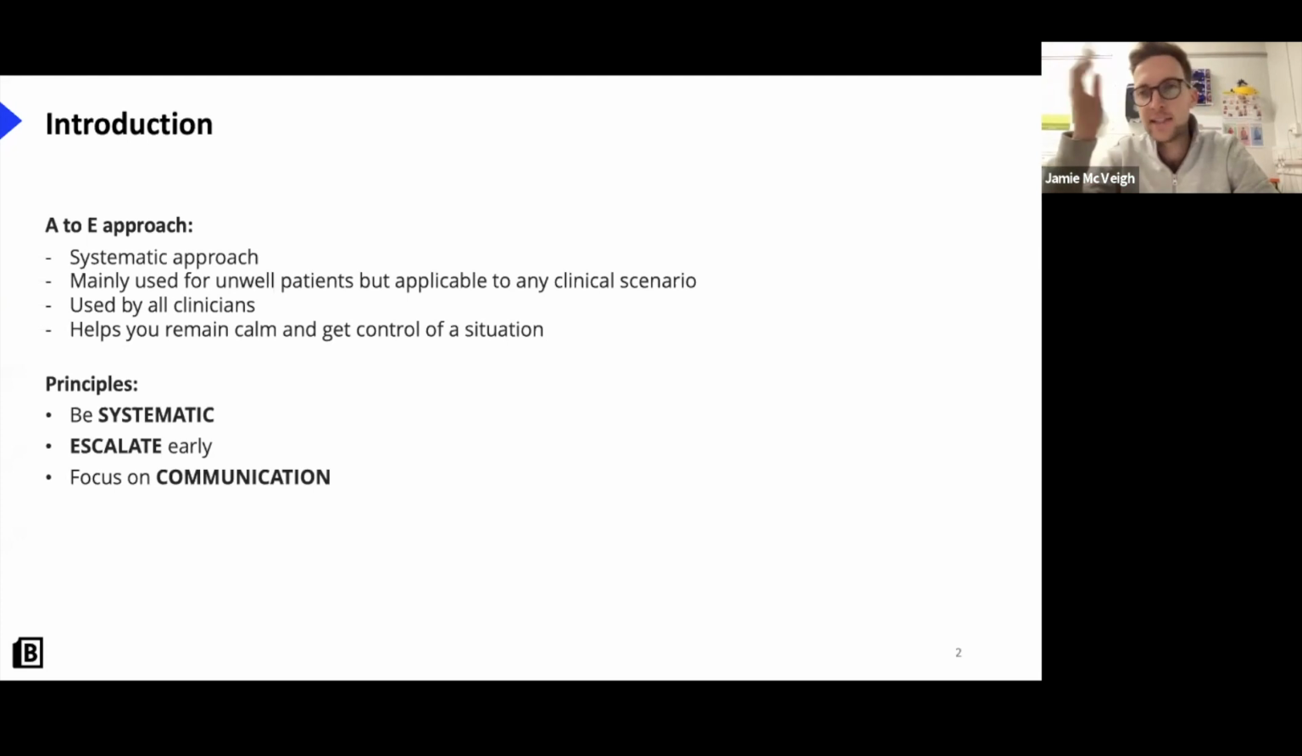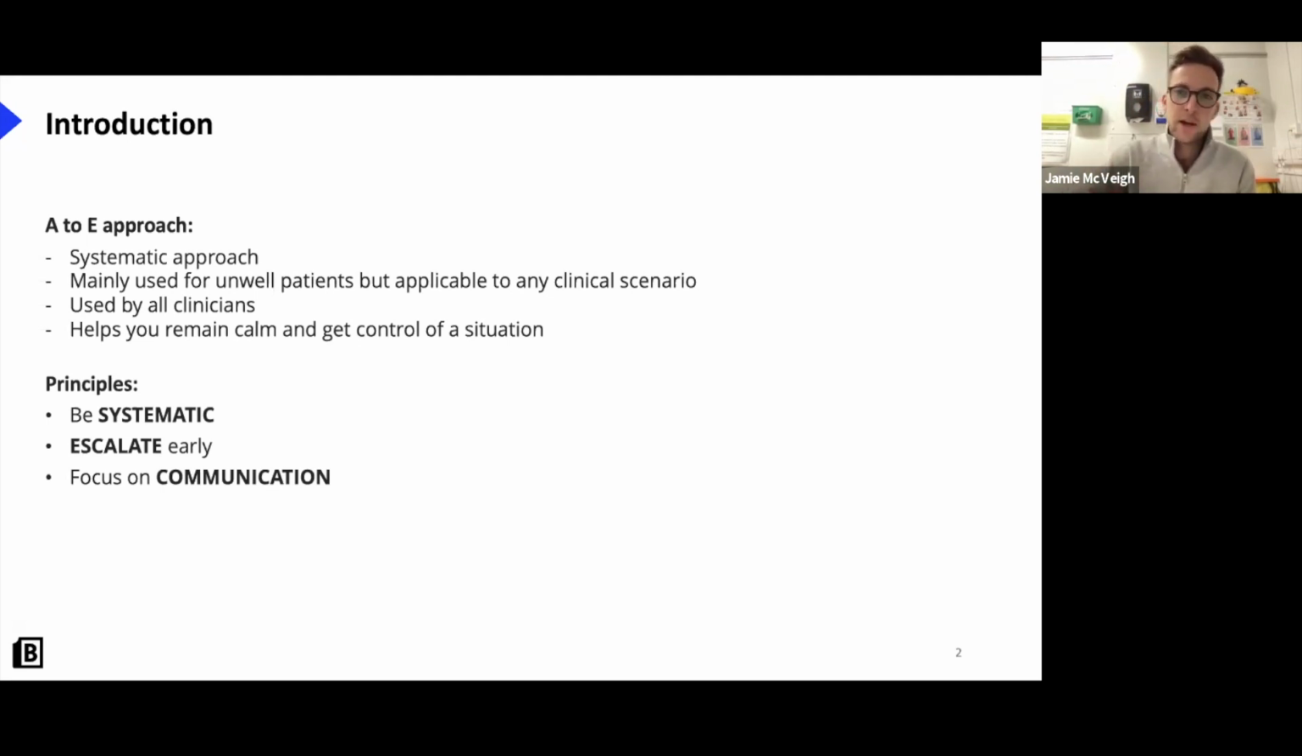So the A to E is obviously very important. It's really good for critically unwell patients, but it's useful for any patient that you come across. It's a good way to keep calm under pressure. If you have a patient who is hemorrhaging in front of you or they're unconscious in front of you, it can be quite daunting, but the A to E is a fantastic approach to help get you through it, to both work out what's going on with them and what treatments they need.